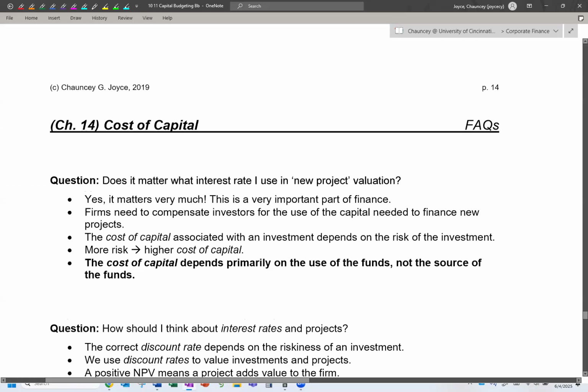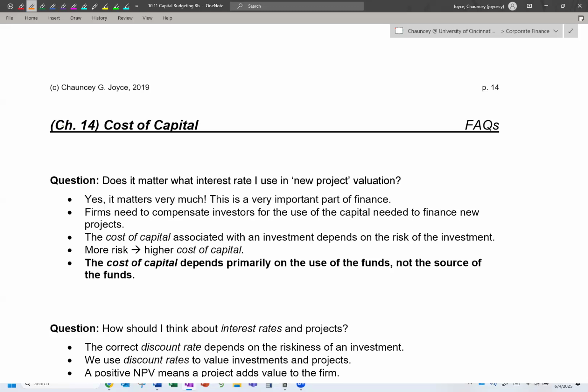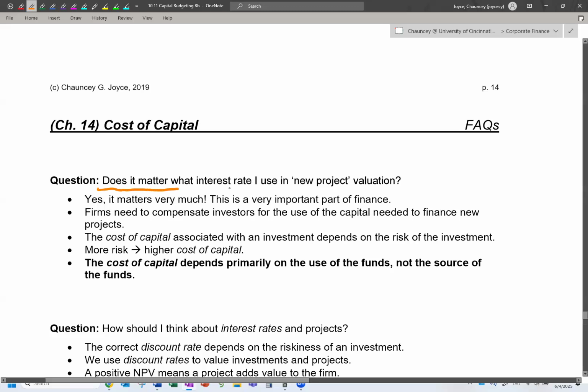Now let's talk a little bit about chapter 14, because this is cost of capital on a firm. I think of this as weighted average cost of capital. I'm going to address each of these questions because a student sent these in to me and I was really happy. Does it matter what interest rate I use for a new project valuation? And in fact, it matters very much. You need to compensate investors for the use of capital to finance new projects.